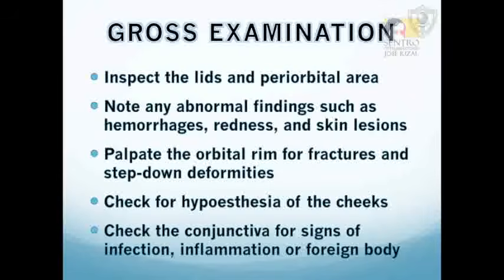The gross examination includes inspection of the lids and the periorbital area. Note any abnormal findings such as hemorrhages, redness, and skin lesions. Palpate the orbital rim for fractures and step-down deformities. Check for hypoesthesia of the cheeks. Also check the conjunctiva for signs of infection, inflammation, or presence of foreign body.